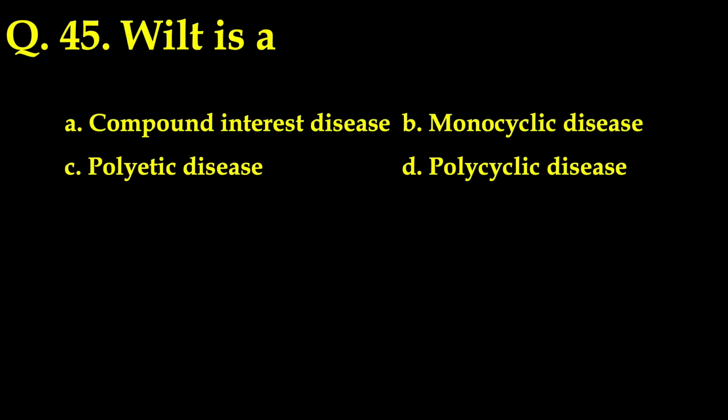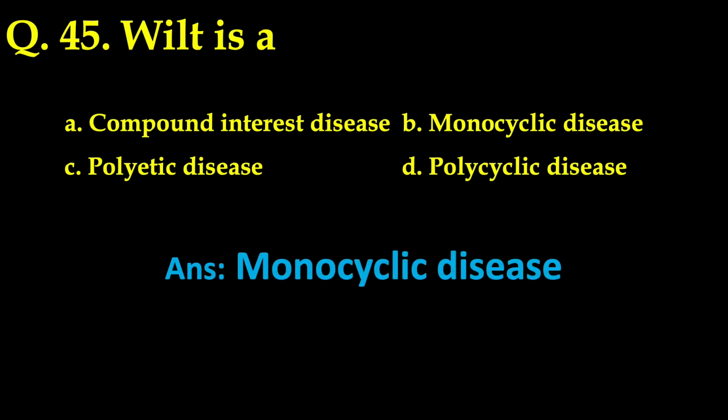Wilt is a compound interest disease, monocyclic disease, polyetic disease and polycyclic disease. This is very general question. So as we know, wilt is a monocyclic disease.